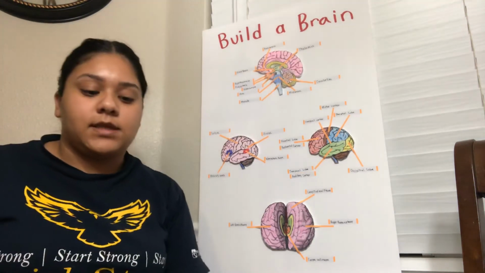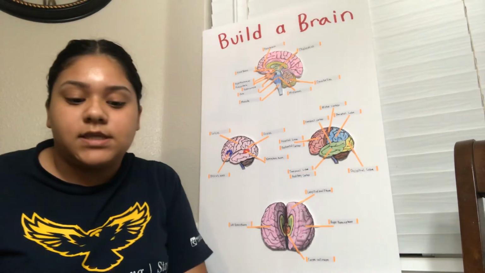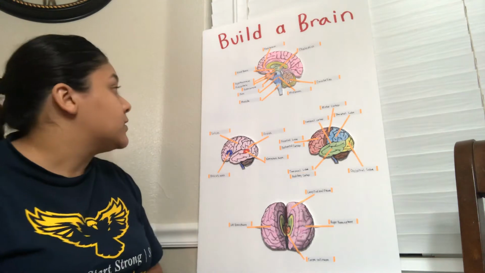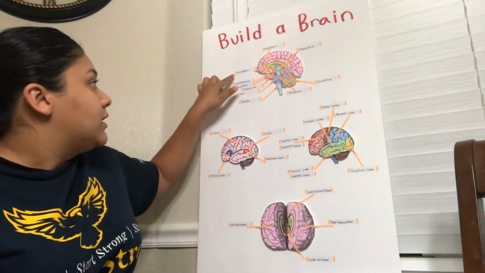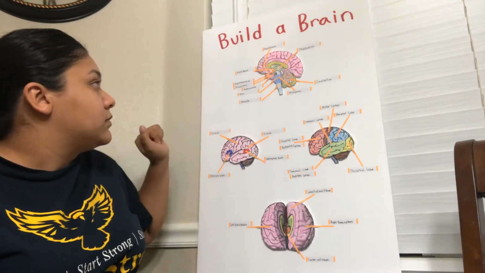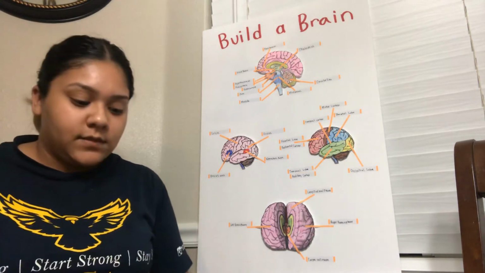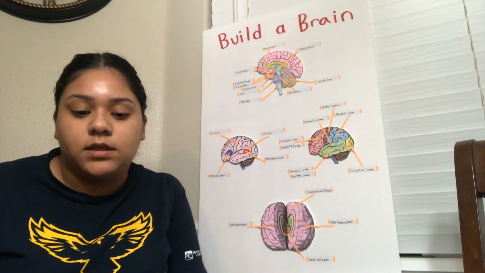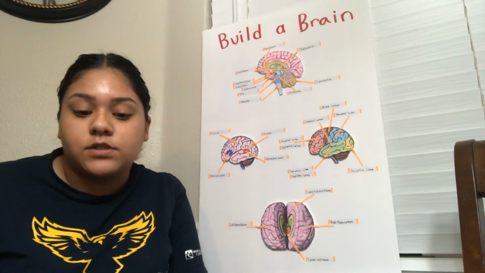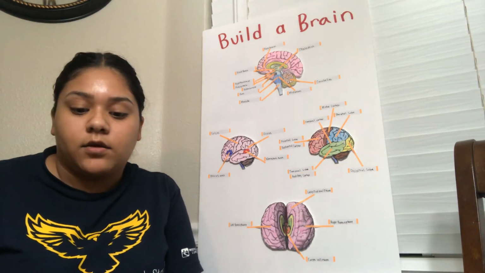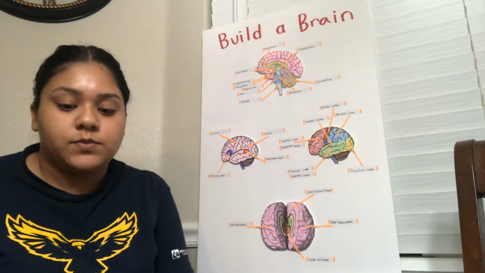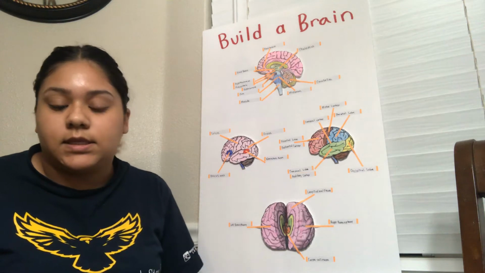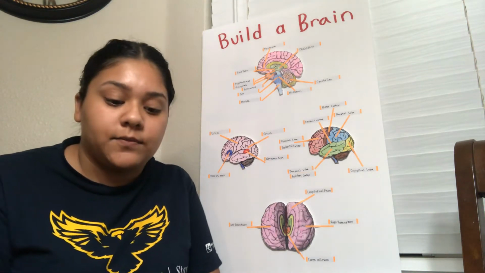Next is the thalamus, if I pronounced that right. Its function is to take in sensory information. Next one, we have the hindbrain. The hindbrain's function is to attend to the fundamentals of survival, like respiratory rhythm, monitor activity, and sleeping and wakefulness.